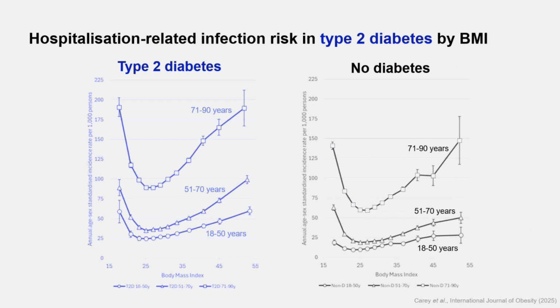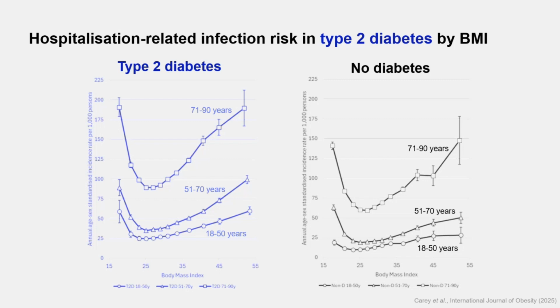Obesity is often seen as an important effect modifier, mediating a number of risks in diabetes. People with high BMI levels, regardless of whether they had type 2 diabetes. So this is people without diabetes, increasing BMI on the x-axis, age-stratified incident rate ratios across the y-axis. We can see as the BMI increases, the risk of infection also increases.